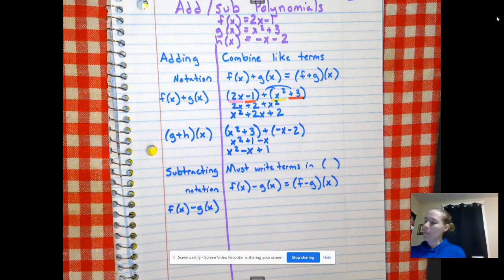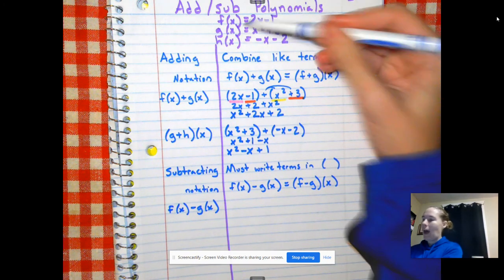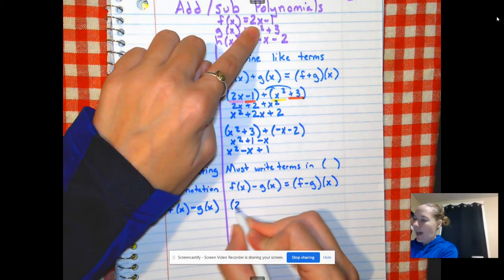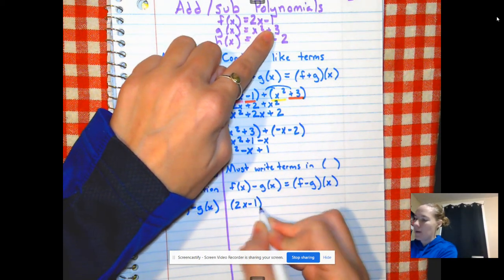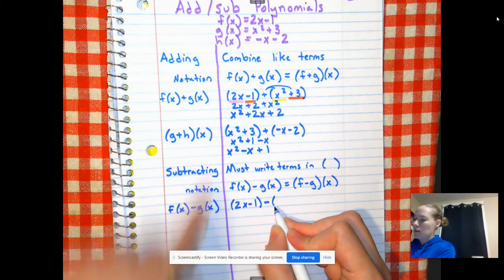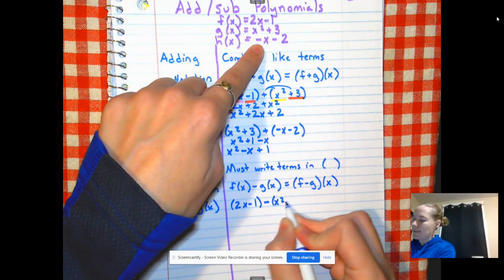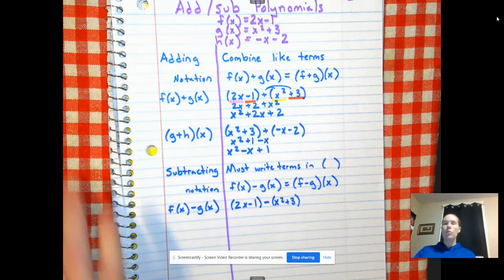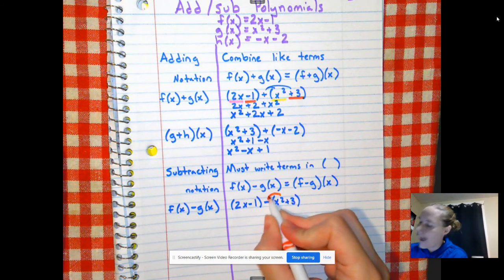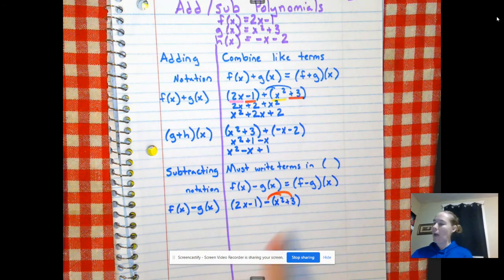So again, I'm going to go up here. All right, f of x is right here. I have to put it in parentheses. I have 2x minus 1 minus, then I need my g of x, x squared plus 3. The reason this has to be in parentheses is because now you need to distribute that negative sign to everything in the parentheses on the right side of it.